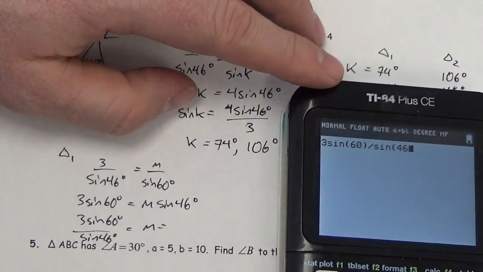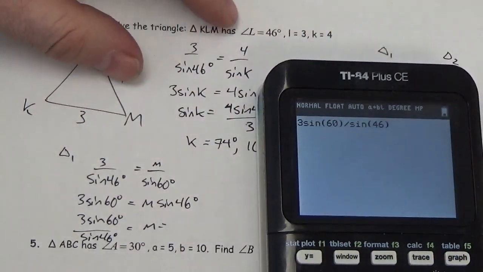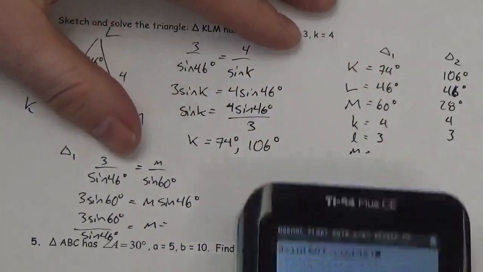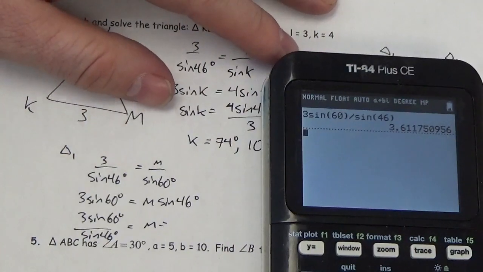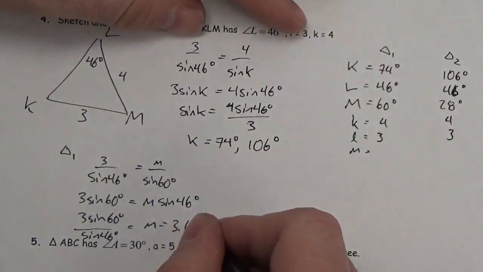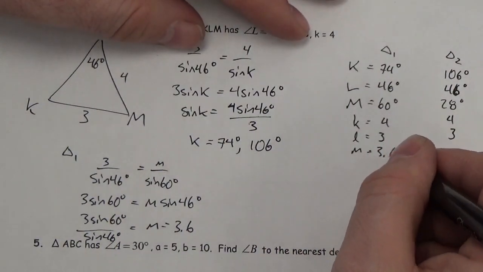Now, I realize that I'm using rounded values at this point, and so my answers are going to be slightly off, and I apologize for that. It would have been better if I'd used exactly the value that they gave me here, but I lost track of it. Anyway, this will give you a rough idea of how to do it. So 3.6. Okay. Now, I can put that right there.